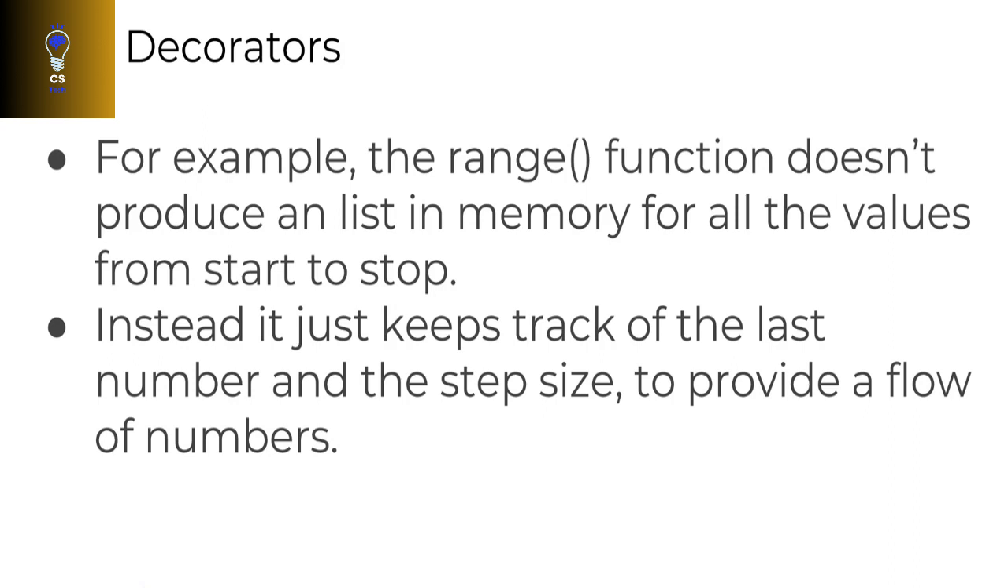So this is what the range function is actually doing the first way. It's generating numbers. So instead of producing that giant list from 1 to 1 million in memory, since that's kind of wasteful if you're using it in a for loop, instead what it does is it just keeps track of the last number you asked for, the step size, which by default is 1, to provide a steady flow of numbers. So it's generating the numbers over time instead of creating a giant list in memory.